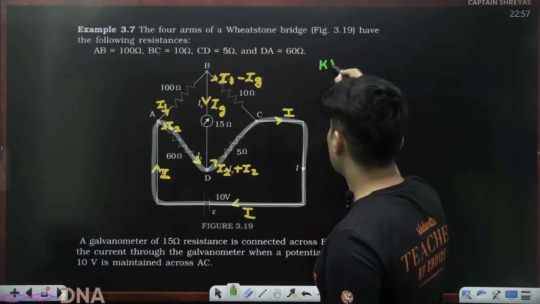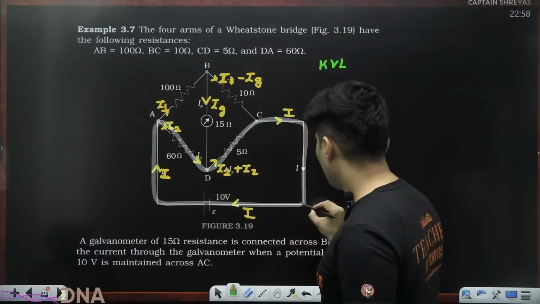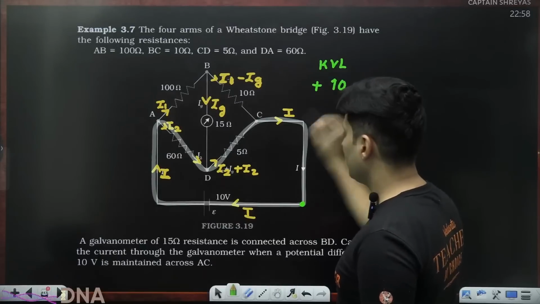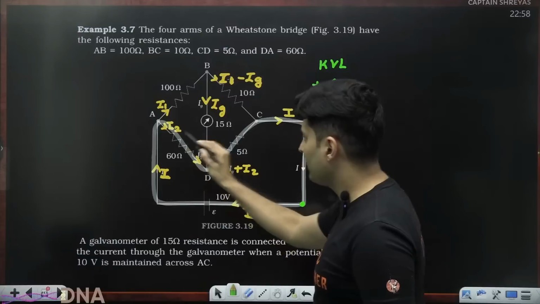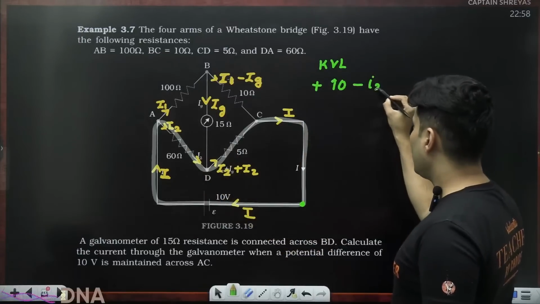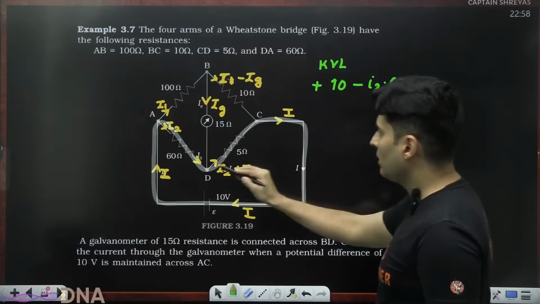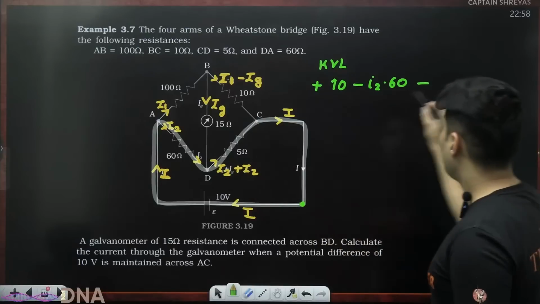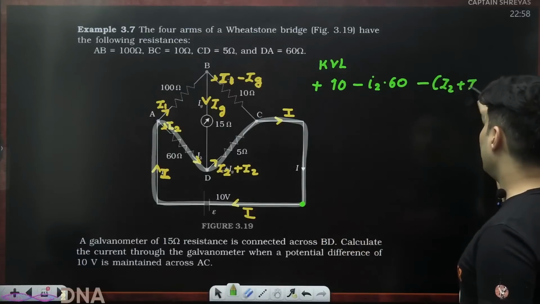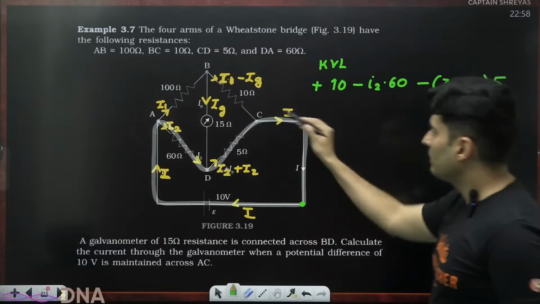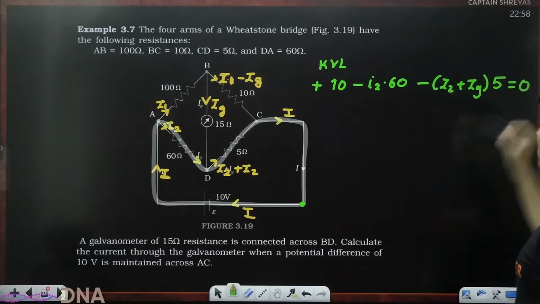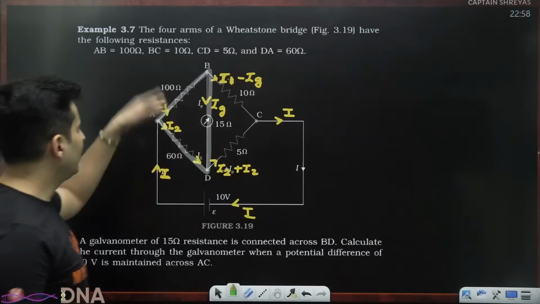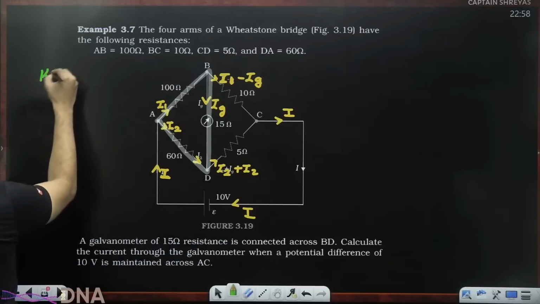So if I apply Kirchhoff's voltage law over here, say starting from this point, I encounter a battery, so plus E, which is basically plus 10. Across the resistor in the direction of the current, so minus I into resistance, which is basically 60. Current into resistance, in the direction of the current I am going, so minus I2 plus Ig into 5. Back to the same point, so this should be 0. So this is one equation. Similarly, you can write an equation for this loop also using Kirchhoff's voltage law again.